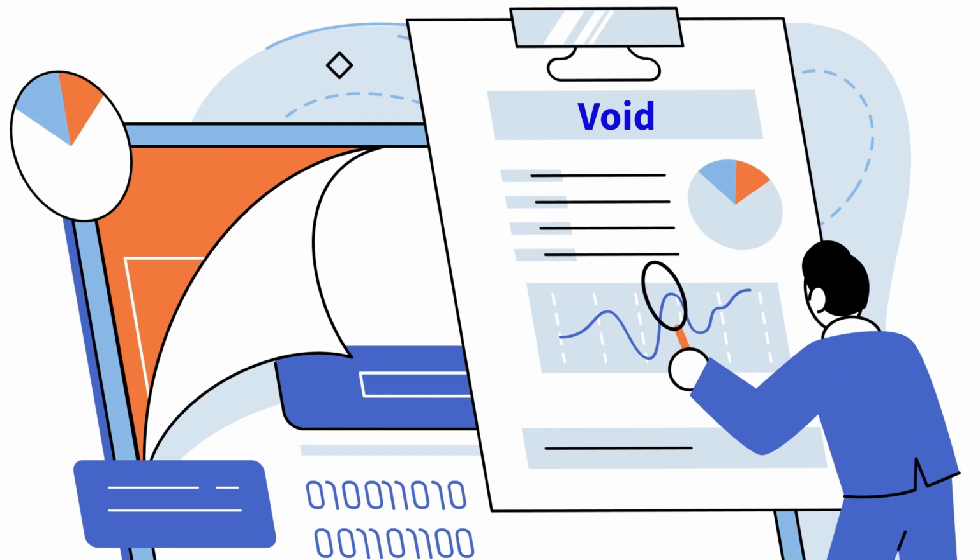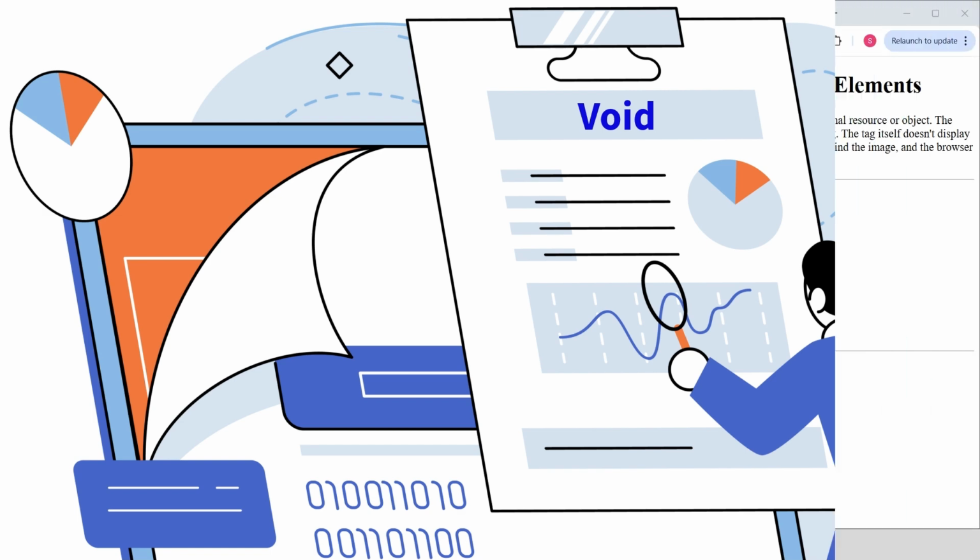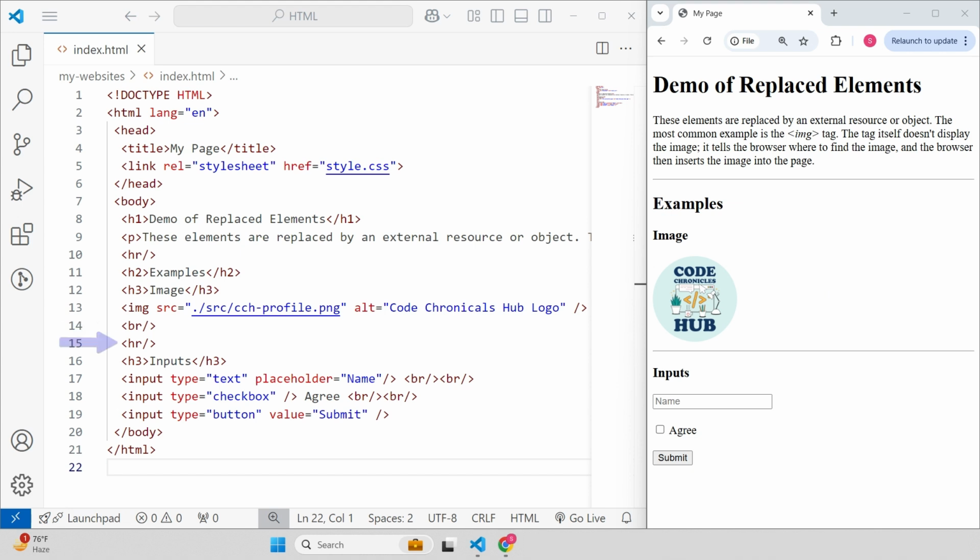This brings us to void elements. These are special elements that don't have closing tags. They are also known as self-closing tags. Some common examples are line break, horizontal line, and importantly, many replaced elements are also void elements, such as image and input tags. You may notice a forward slash at the end of void elements.